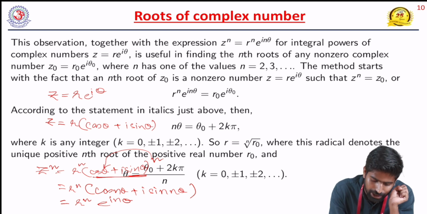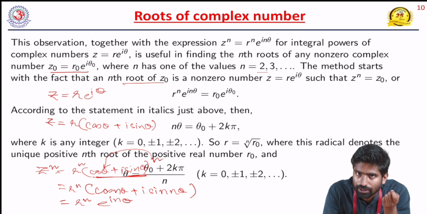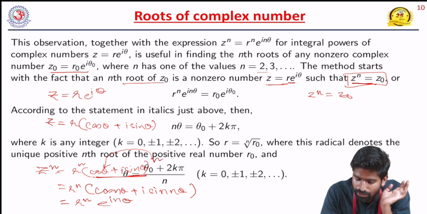For example, consider a complex number z naught equals r naught e to the power i theta naught. This is the one complex number we have chosen, where n has a value like 2, 3. Now this method starts with the nth root of z naught. What is the nth root of z naught? It is a number z, which can be r e to the power i theta, such that z to the power n equals z naught. We are trying to find the solution of this equation, z to the power n equals z naught, and we need to find all those z whose nth power is equal to z naught.